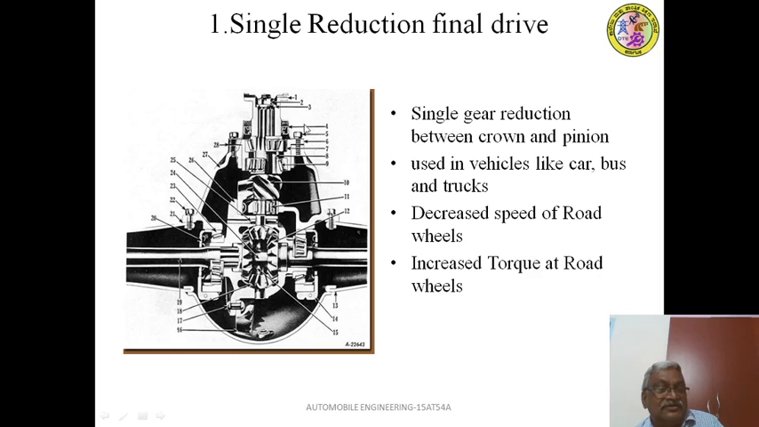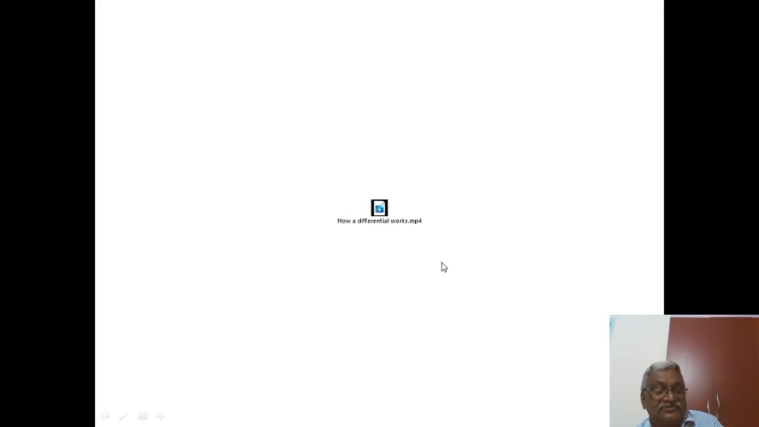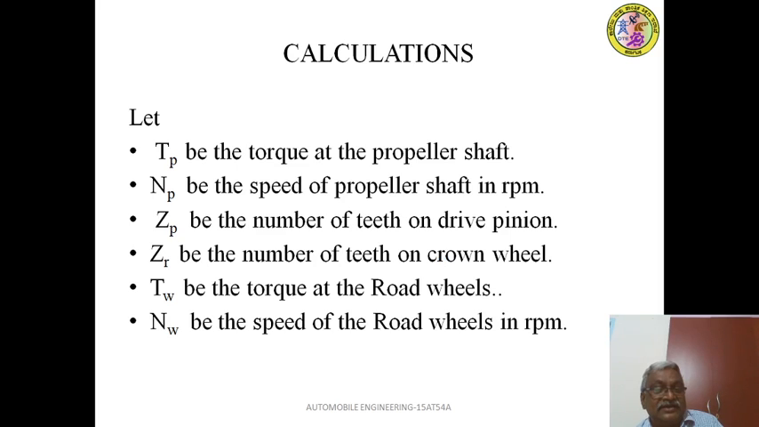So I hope you understood the final drive, differential, and what is single reduction final drive. So let us go through these calculations. Let Tp be the torque at the propeller shaft, Np be the speed of propeller shaft in RPM, Zp be the number of teeth on drive pinion, Zr be the number of teeth on crown wheel, Tw be the torque at the road wheel, Nw be the speed of the road wheels.